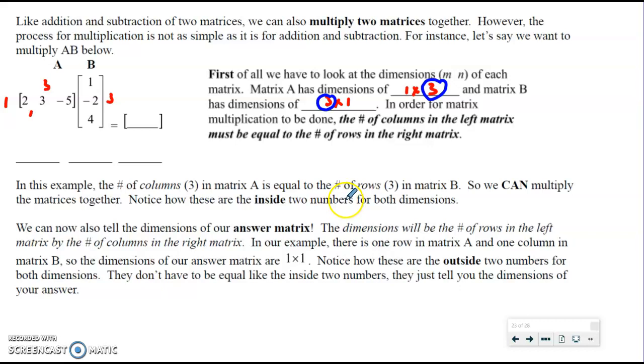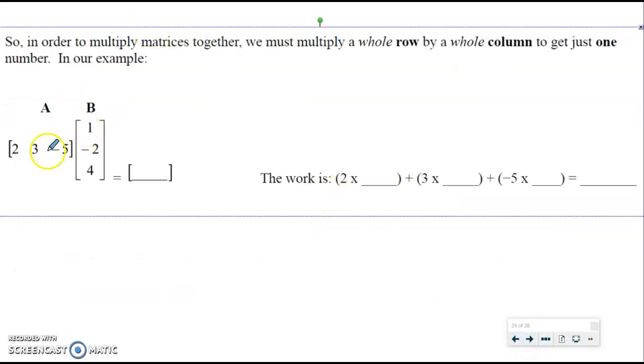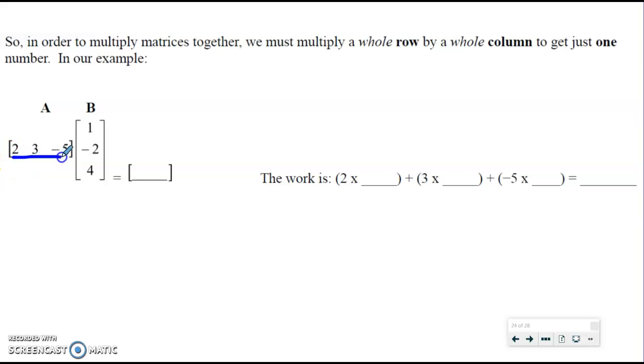We can also tell the dimensions of the answer matrix, and that's going to be the number of rows in the first matrix and the number of columns in the second matrix. So I will always think about rows by columns. You'll hear me say rows by columns in class and over the next couple examples. To multiply these two matrices, I'm going to take the rows in matrix A and multiply them by the columns in matrix B.